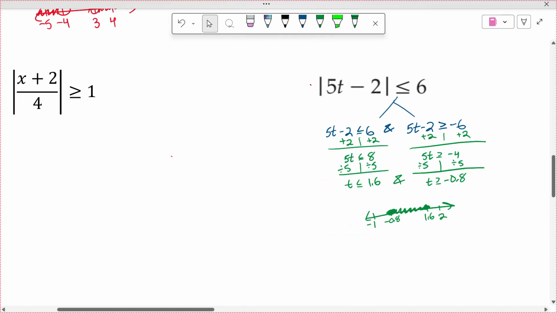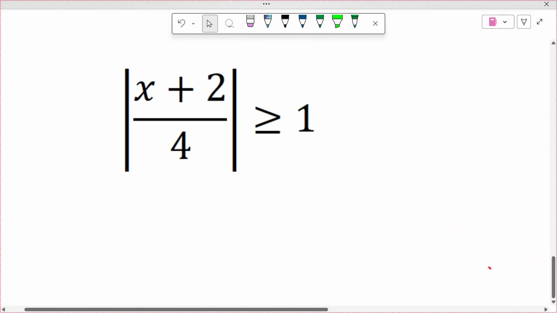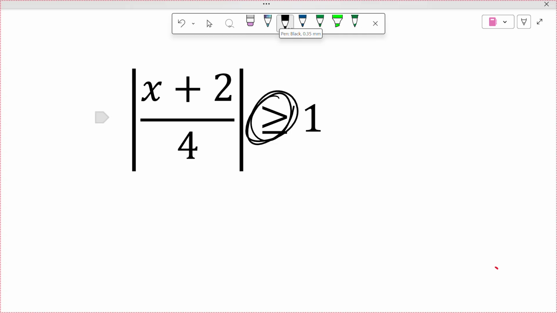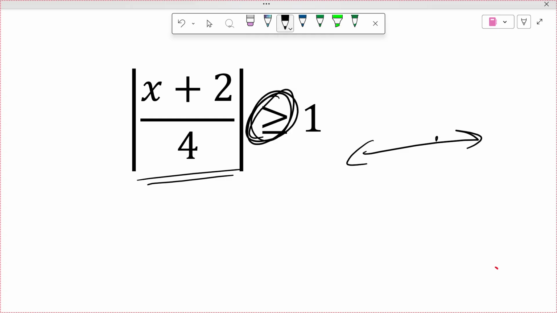All right, one more look at an OR problem. And it's been a while, I think, since we've talked about one like this where you have the mega fraction. But again, this would be an OR problem because I have my absolute value greater than or equal to 1. So again, I'm looking for spots that are going to be more than 1 away from 0. So that's going to be moving away from that number in both directions.